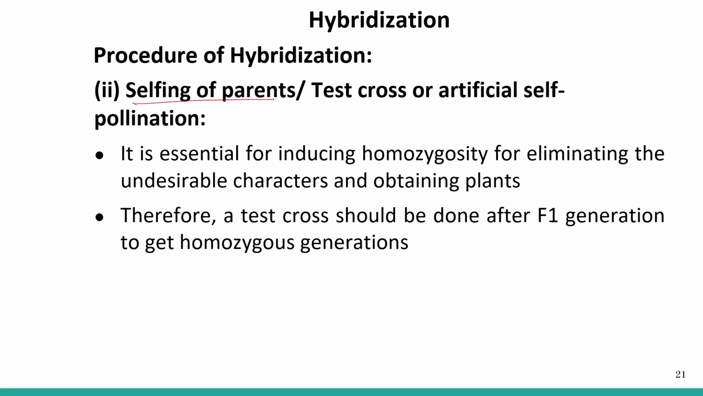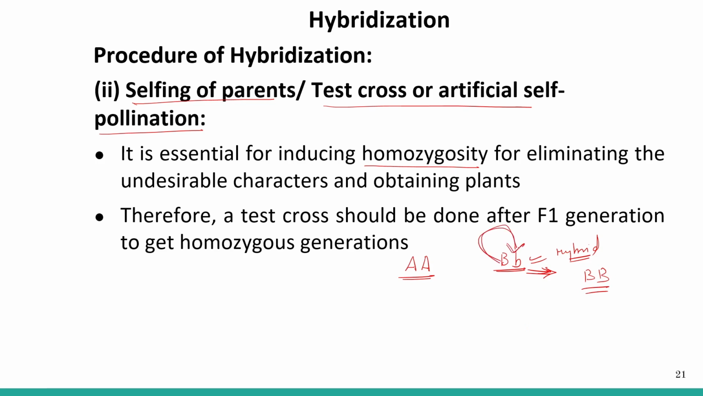The next step is the selfing of parent, test cross or the artificial self-pollination. It is essential for inducing the homozygosity. The parent which we are selecting must be homozygous. Suppose I'm taking this particular plant, capital A, and the other plant is capital B, small b. This is again hybrid one. So my selected parent plant must be homozygous, capital B. So what must we do? We must get this plant. Selfing is done, that is the test cross or the artificial self-pollination.